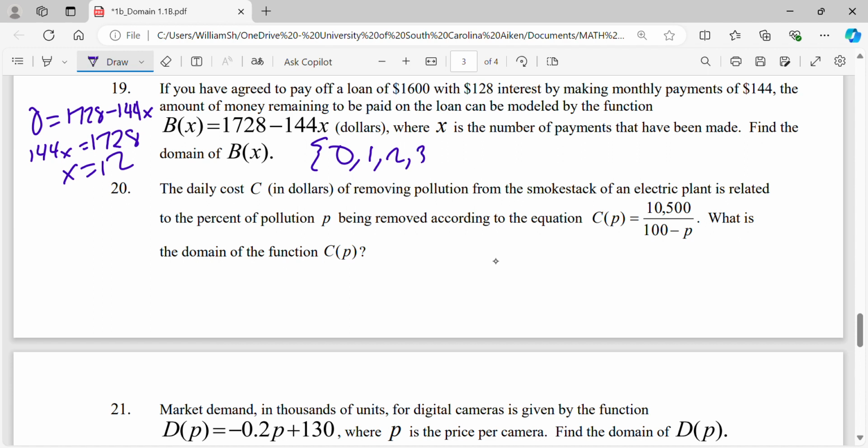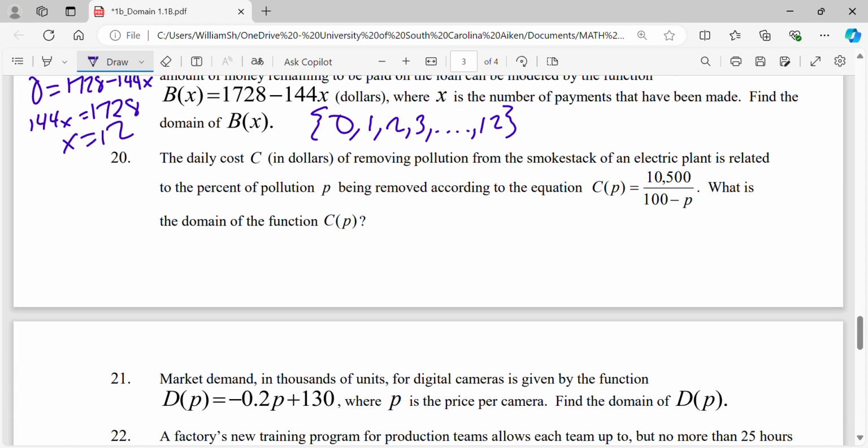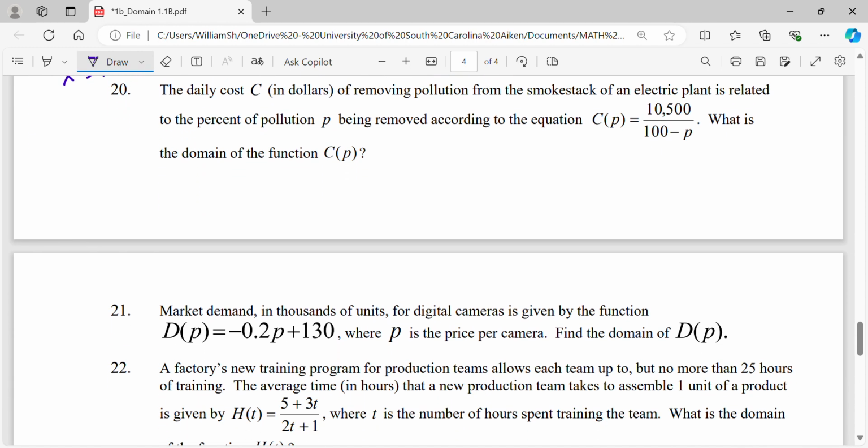So my loan exists here from 0 to 12 payments. Nothing in between. Once I get to 12 payments, I'm done paying it. I don't have to pay it any longer.